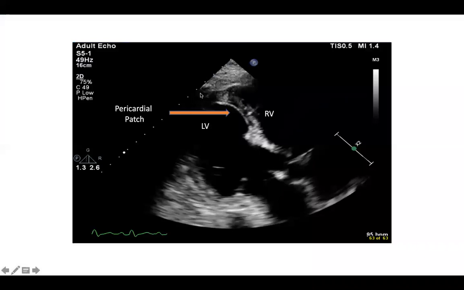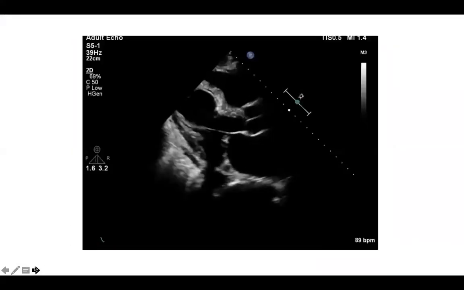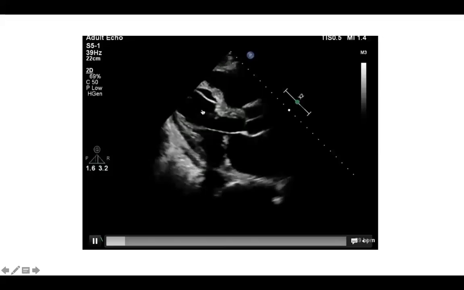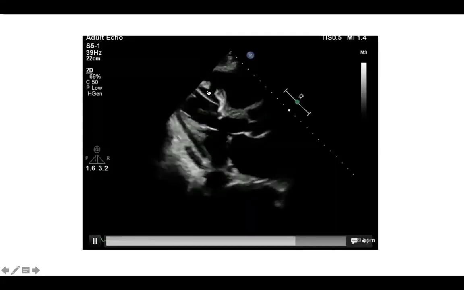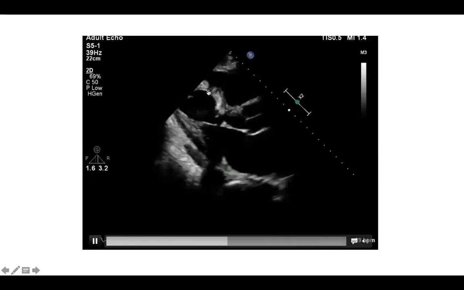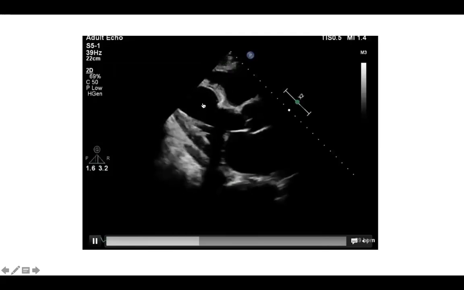This is the patient we were showing in the case. This is how the pericardial patch looks. This is the pericardial patch, this is the LV, and this is the RV. If you see this echo, you can see how redundant it is. But when there's a diastole, it pushes and the LV cavity is a good size, but it keeps on moving.